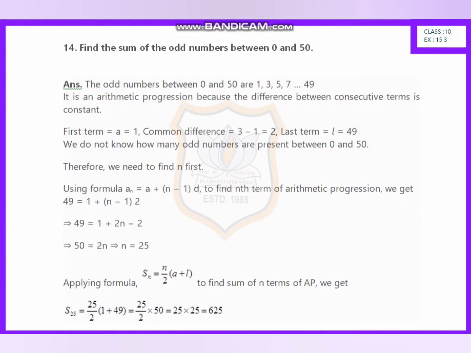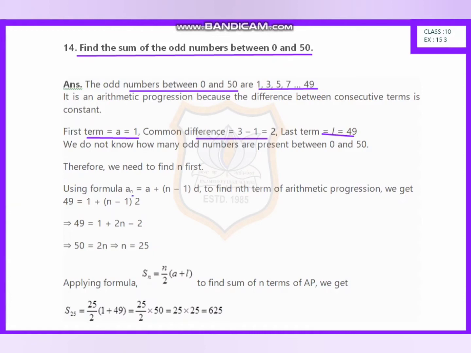15.3. Question number 14. Find the sum of odd numbers between 0 and 50. First of all, we have to find the odd numbers. Odd numbers between 0 to 50 are 1, 3, 5, 7, dot dot dot 49. Here the first term is 1. Common difference is 3 minus 1 equals 2, and the last term is 49.